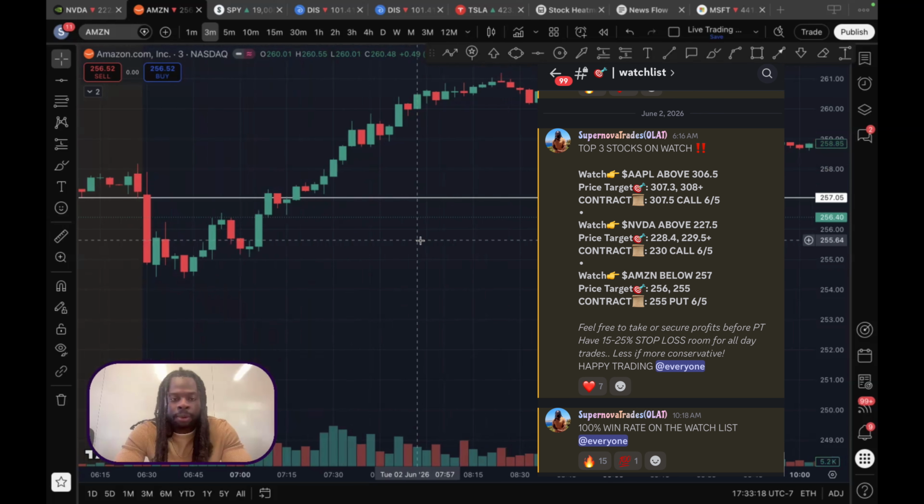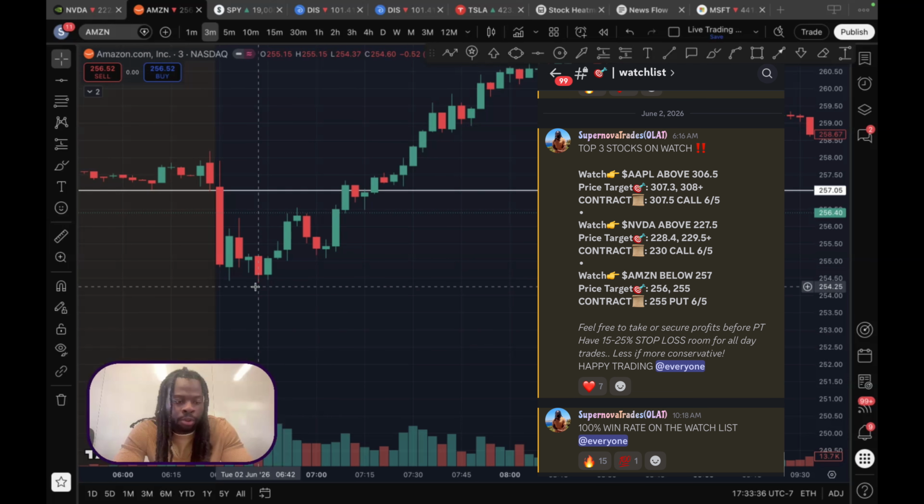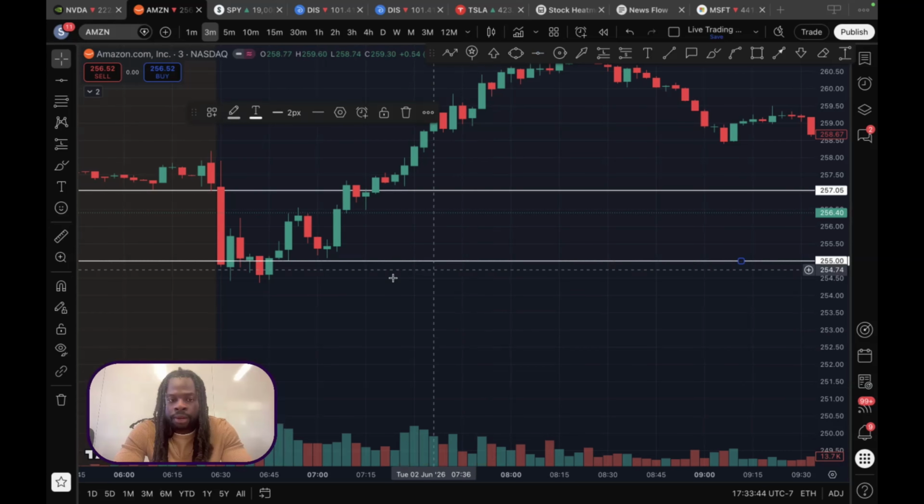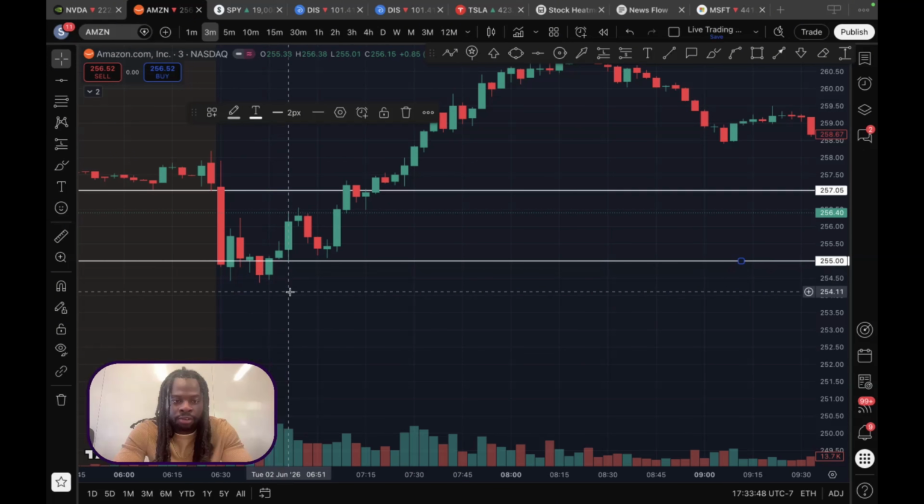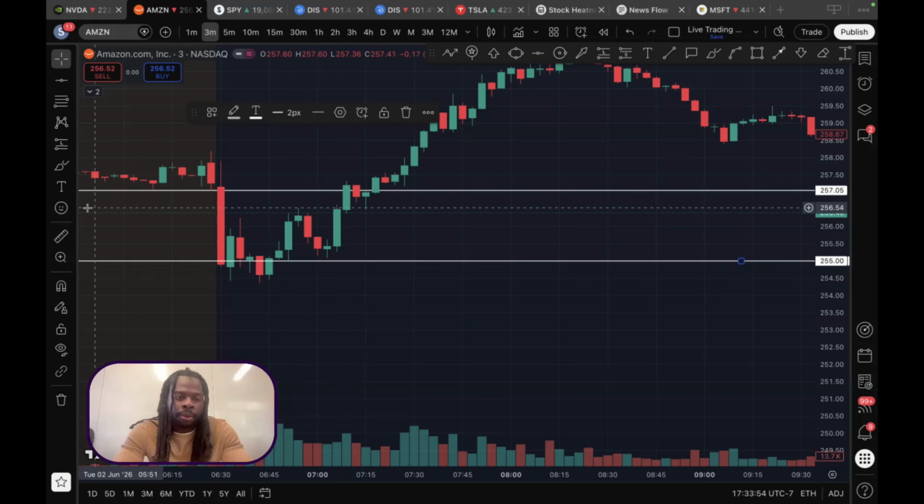Boom. So the game plan was entering a put below 257. The target was about 255. That's where I was expecting the price to go, all the way down here. We could have gone straight away and taken that move. We didn't have a continuation because the buyers were able to reclaim that level. So this went all the way down to 255.4. It was a tricky one.